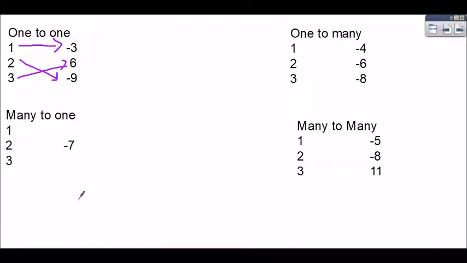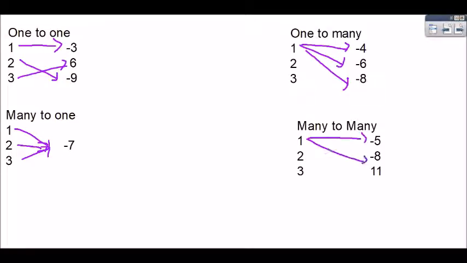Many to one means that I have many numbers and they're all going to finish at one location. One to many means I have one set of numbers that's finishing in many different locations. And then many to many means I have a number that can finish in many different locations. So it could finish in 3 locations, it could finish in 2 locations, or it can finish in just one. A group of numbers that are going to several different locations.